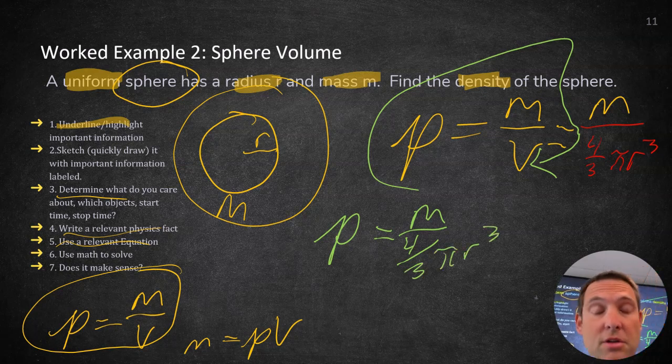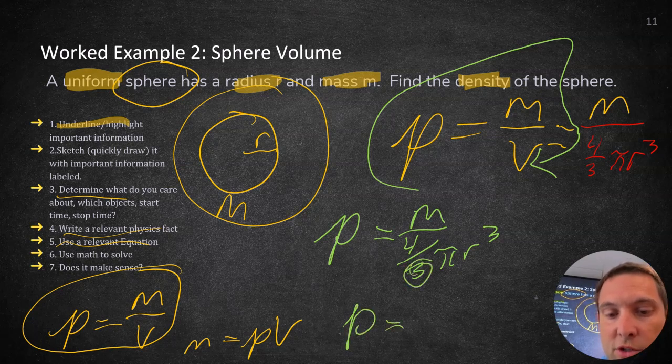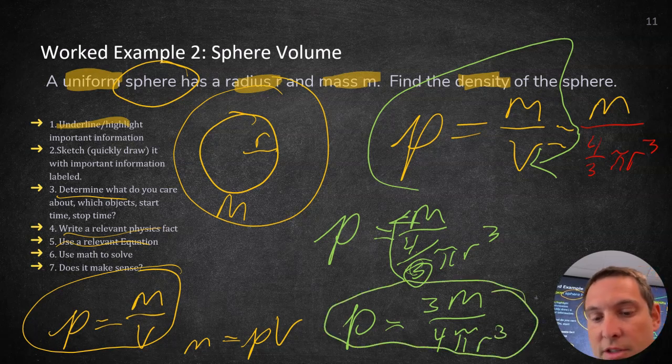And that's our answer. No need to go into more simplification, although you can clean it up if you would like. We know that we have a small fraction on the bottom, so that's going to come up here. So we're going to get 3m over 4 pi r cubed. These are the same exact answers. I'm putting a nice circle around it so that teacher can find it. That's it. That's density.